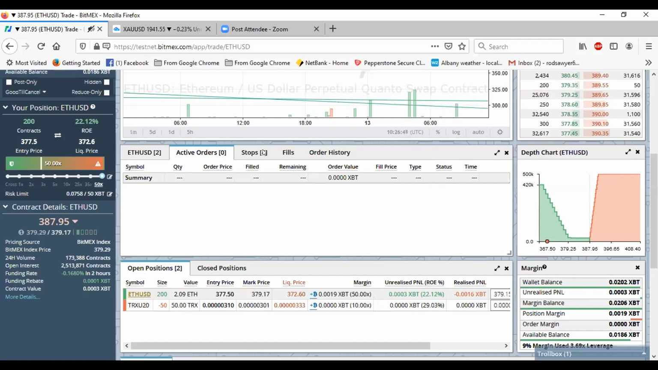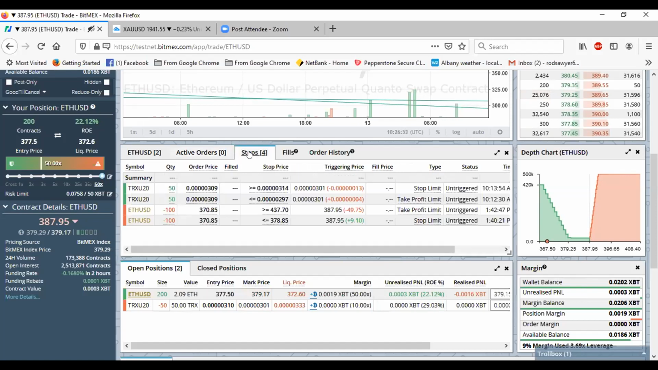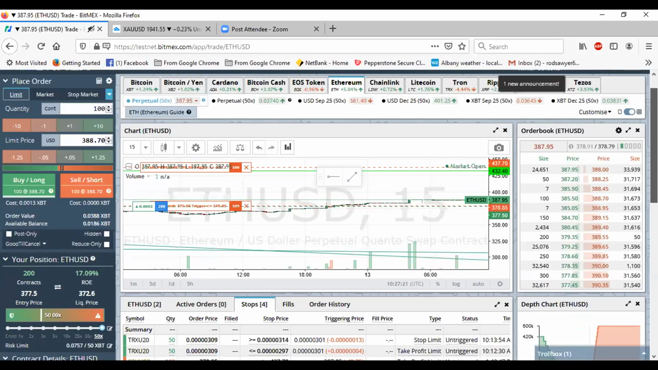Okay. If we have a look here where it says stops, I'll come back to that question. You've got a take profit for 100 on your Ethereum trade, and a stop limit. I like to use the take profit market, not the limit ones, and the stop market. Let me just come back up and show you why.